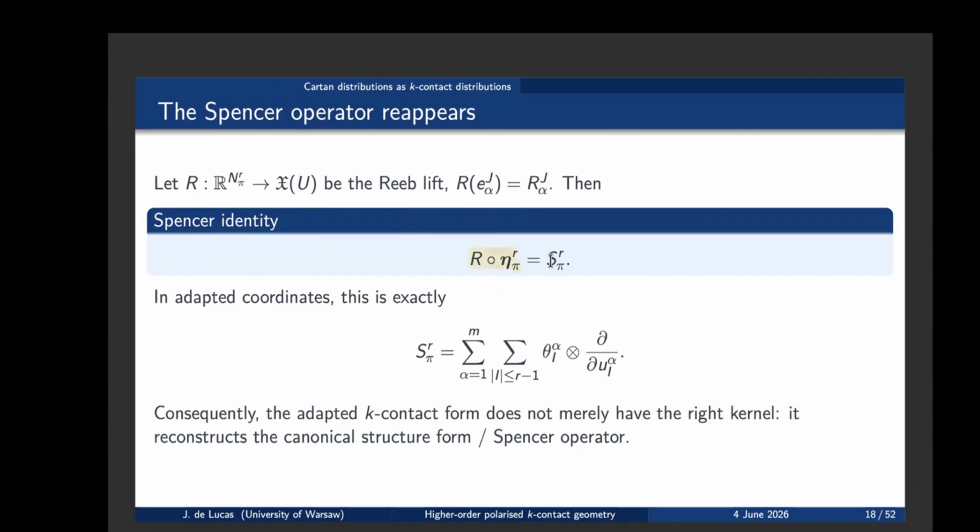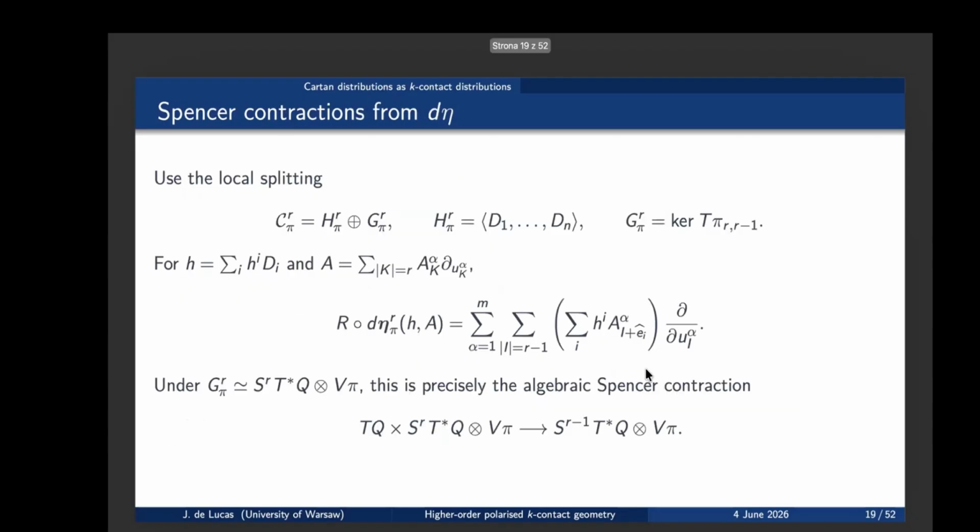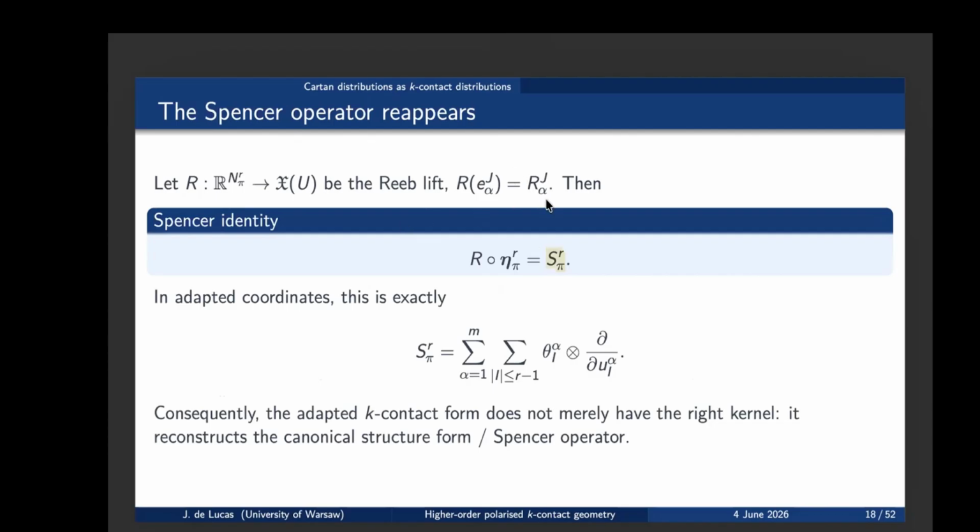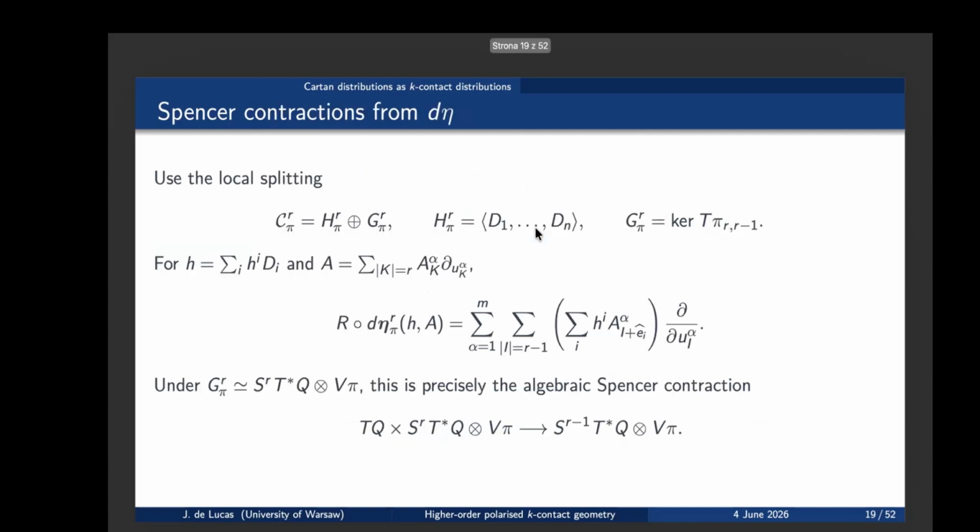Combine it with this, and this gives you the Spencer operator or differential operator. If you understand these vector fields as a section on the quotient bundle of the total space with the red distribution, you get also the canonical structure. So there are more things that are quite interesting, and that is that there are some called Spencer contractions. The Spencer contraction can be described by means of the NR pi contact form.